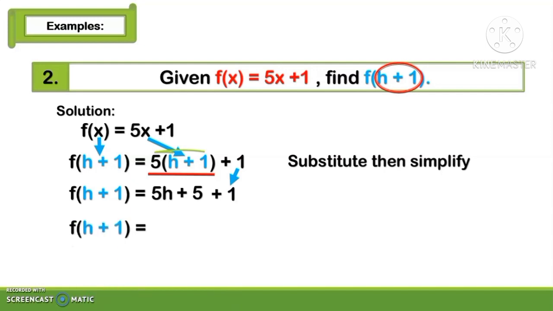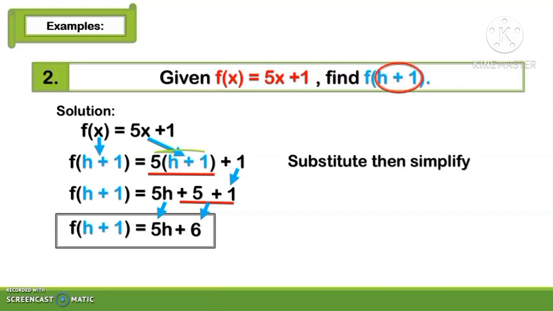And then next, kopyahin lang ulit si f of h plus 1. Isi-simplify natin yung similar terms sa right side. Ang similar terms ay positive 5 and positive 1. So, si 5h, i-bring down lang natin. Positive 5 plus 1 will give us positive 6. So, si 5h and 6, hindi natin sila pwedeng pagsamahin. Therefore, ito na ang ating final function.